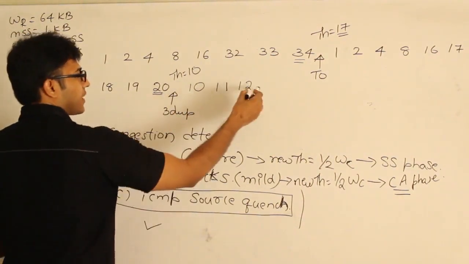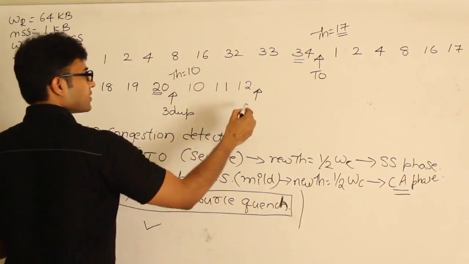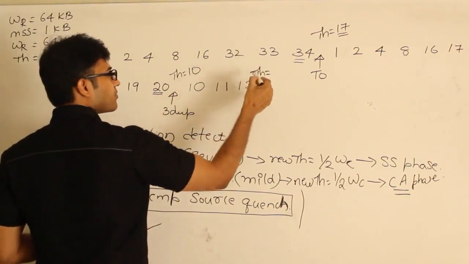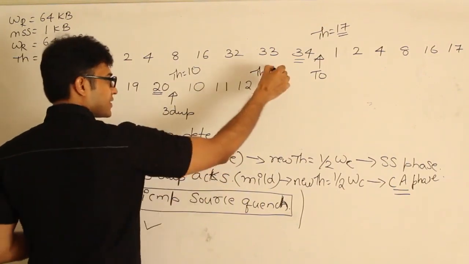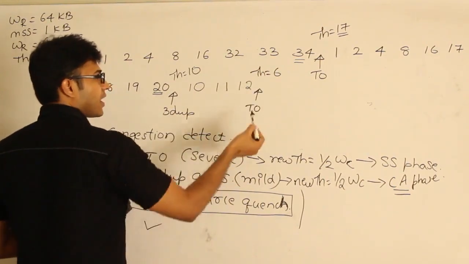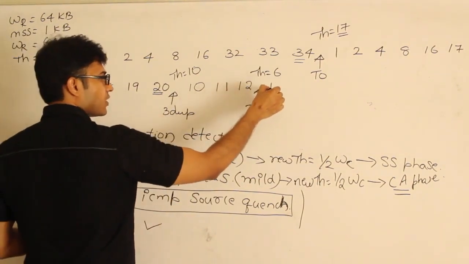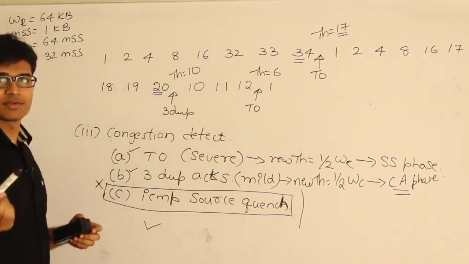Now again at this point, let us say there is a timeout. Then what happens if there is a timeout? The new threshold will become half of the current window size, which means the threshold will be 6, and again you should enter into the slow start phase. What is the slow start phase? You should start with 1. Some algorithms will start with 2.